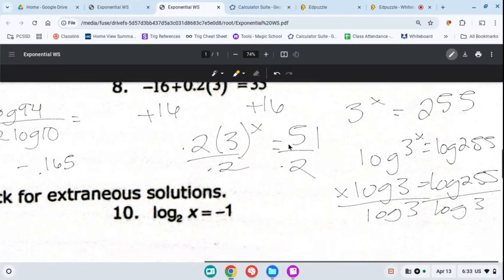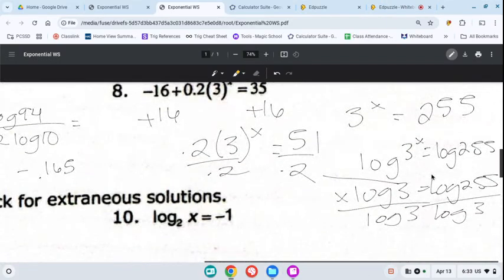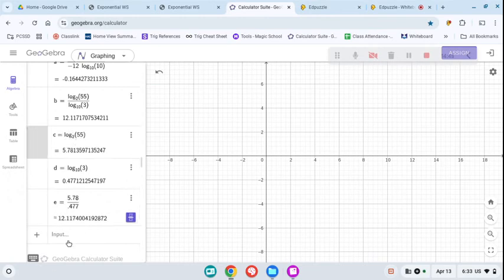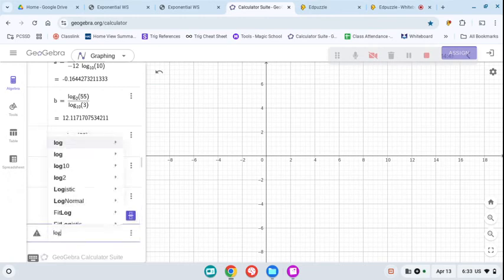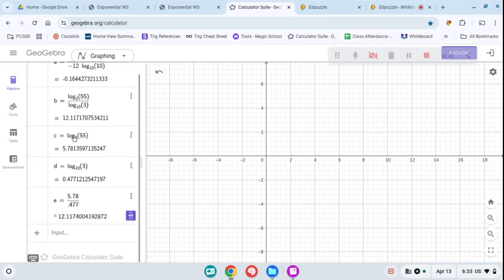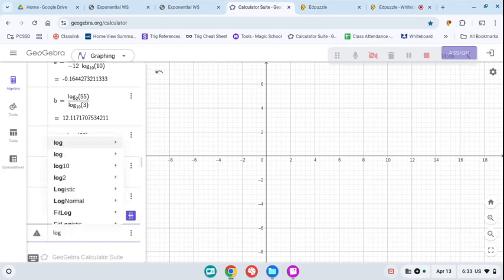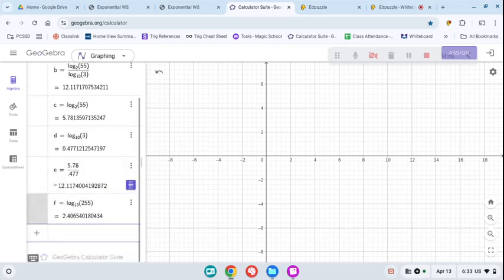All right, so we were looking at this. The log of 255 divided by the log of 3. Still trying to figure out. I see my own error now. The log of 255, the log of 3.